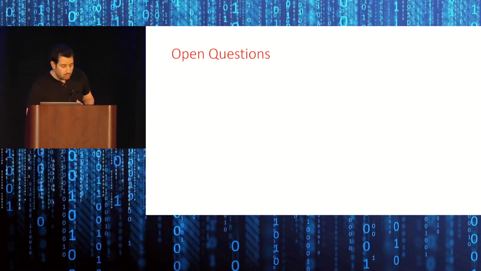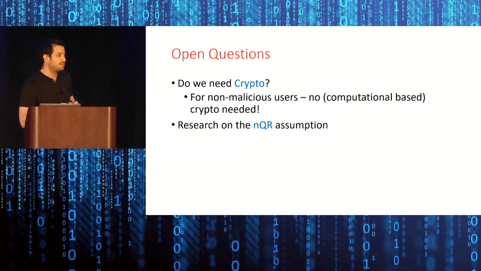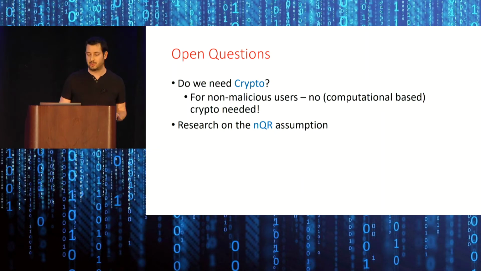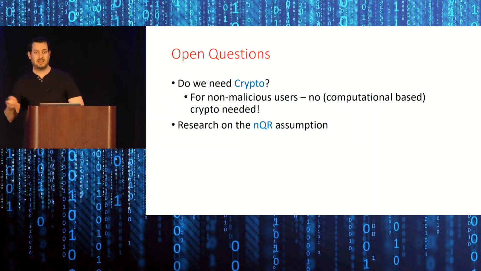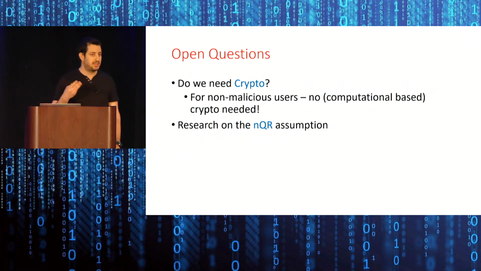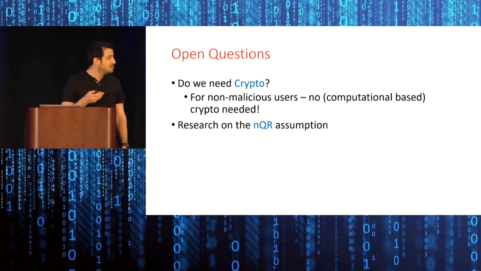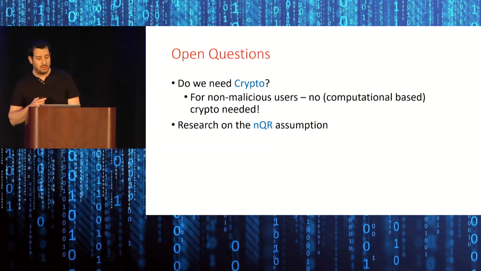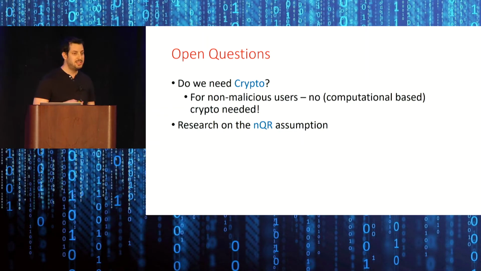Okay, we have some open questions that we think are very interesting. From the cryptographic side, the first one is: do we need crypto? We know that for the semi-honest solution, we don't need any crypto. But in the malicious world, we use quite heavy crypto machinery. We can't prove so far that it's needed, although we think it is. We will need more research on the NQR assumption that we described here, because it will help simplify our protocol.